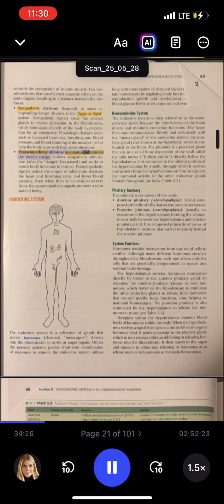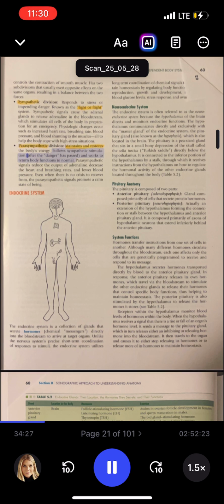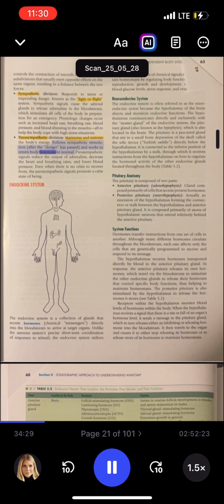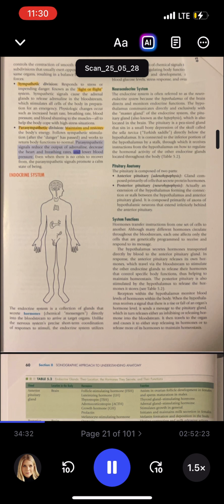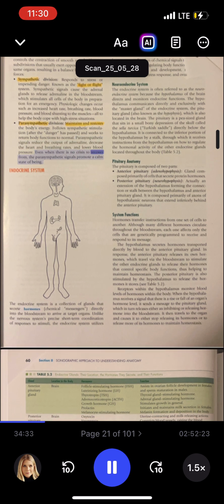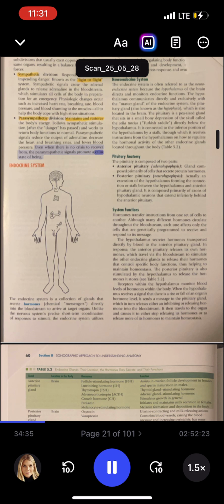Parasympathetic division maintains and restores the body's energy, follows sympathetic stimulation after the danger has passed, and works to return body functions to normal. Parasympathetic signals reduce the output of adrenaline, decrease the heart and breathing rates, and lower blood pressure. Even when there is no crisis to recover from, the parasympathetic signals promote a calm state of being.